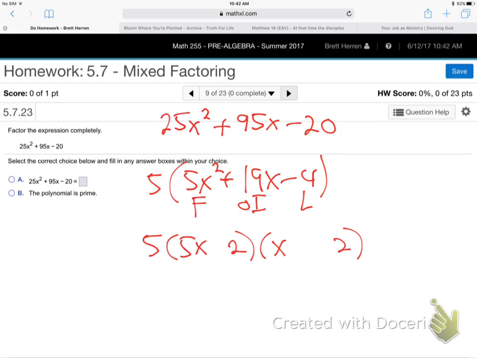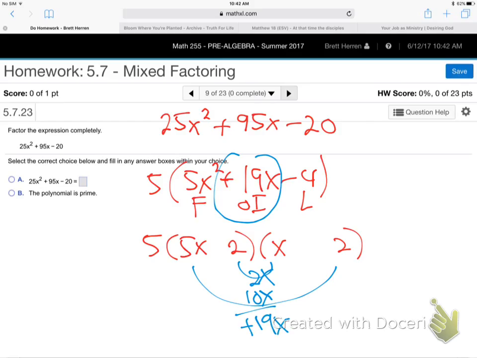Because why? Because of the OI. The OI says no. The 2 inner, the 2 outer. The 2 inner make 2x. The 2 outer make 10x. Right? 2 inners, 2x. 2 outers, 10x. Can 2 and 10 make plus 19x in the middle? No way. Doesn't work. So it's not 2 and 2.